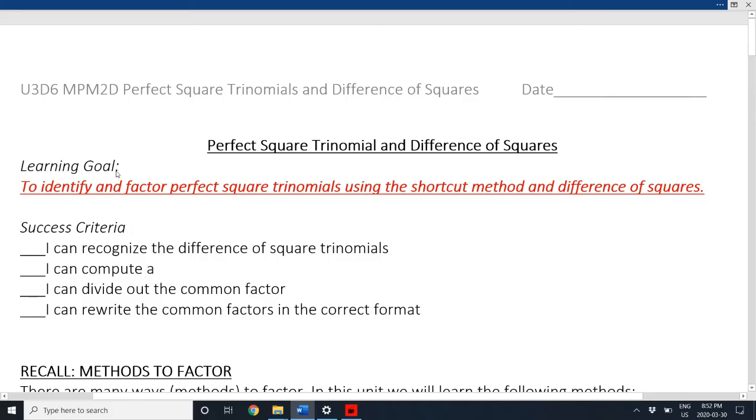Today we are going to learn about factoring perfect square trinomials and difference of squares. Our learning goal is to identify and factor perfect square trinomials using the shortcut method and differences of squares.